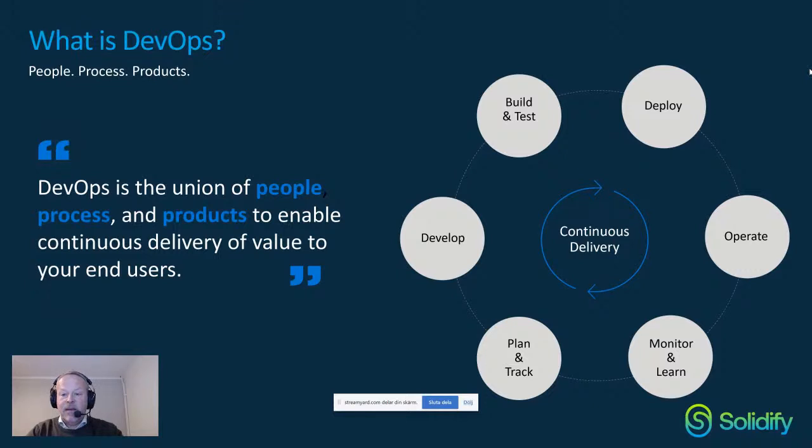And on the right side here, we see the continuous delivery flow that we start maybe with planning and tracking. Then we continue with development. We continue with build and test and deploy and operate, monitor and learn, and back to plan and tracking. So this is continuous delivery of end value to your end users. So no delivery without end users.